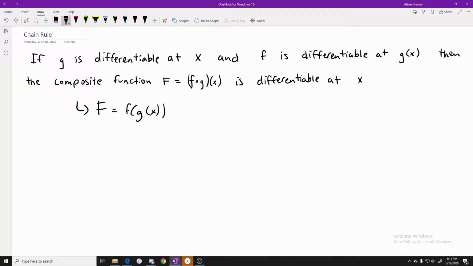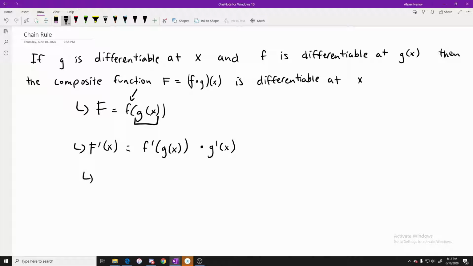If all of this is true, there's a simple formula we use to break down the derivative of a composite function. We can write this by saying F prime of x is equal to f prime at g of x times g prime of x. So first we take the derivative of the outer function and leave the inner function alone. We don't touch it, as you can see here. And then we multiply by the derivative of the inner function.